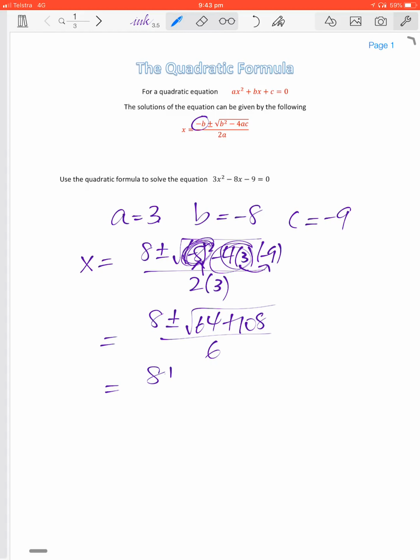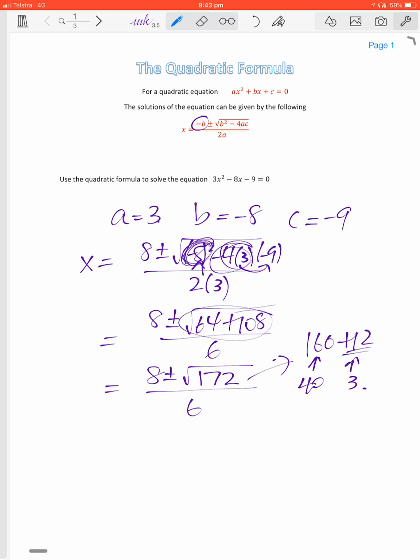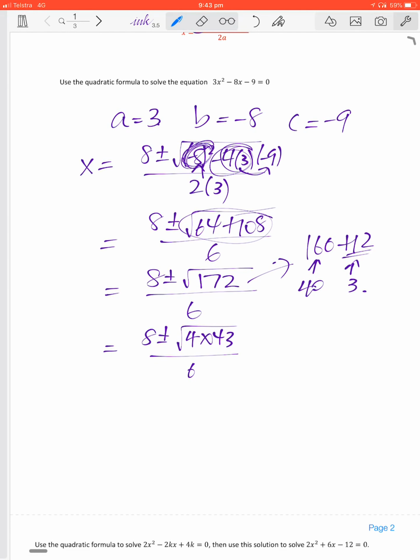Okay, so I've got 8 plus or minus root 172, when I add those together, on 6. 172, I know that 4 goes into it, because I know 160 is divisible by 4, and if I add 12 to it, 12 is also divisible by 4. The number of 4s into 160 goes 40, and into 12 goes 3. So that is 8 plus or minus 4 times 43 on 6. But we know the square root of 4 is just 2. So I say 8 plus or minus 2 root 43 on 6.